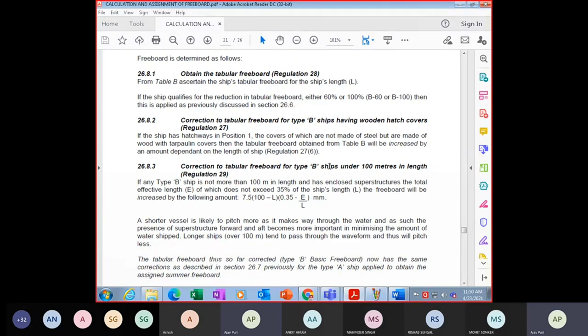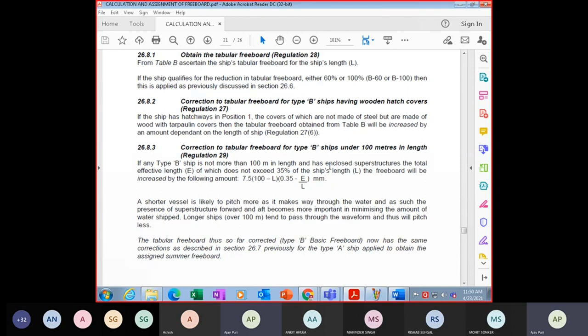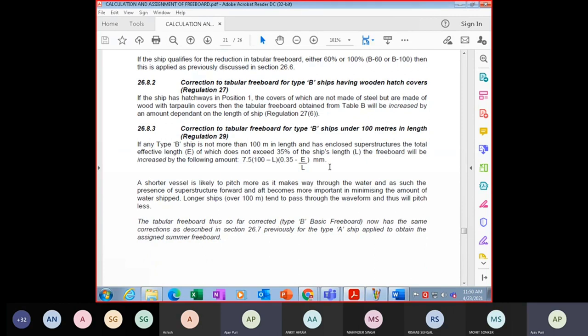Now we come to correction to the tabular freeboard for type B ships under 100 meter length. So if any type B ship is not more than 100 meters in length and has enclosed superstructure, and the effective length of the enclosed superstructure does not exceed 35% of the ship's length, then the freeboard will be increased as per this formula: 7.5 into (100 minus L) into (0.35 minus E by L) in mm. This will be the increase in freeboard.